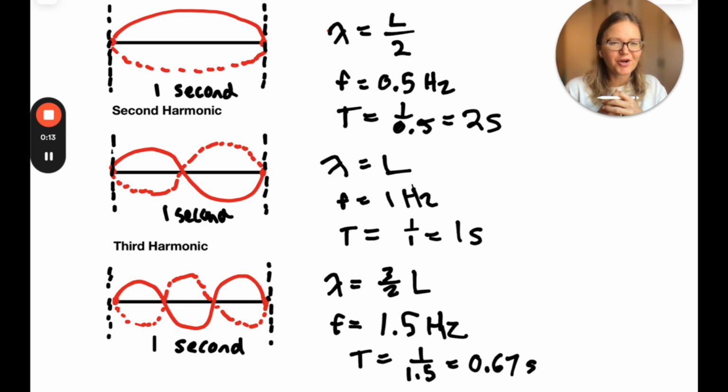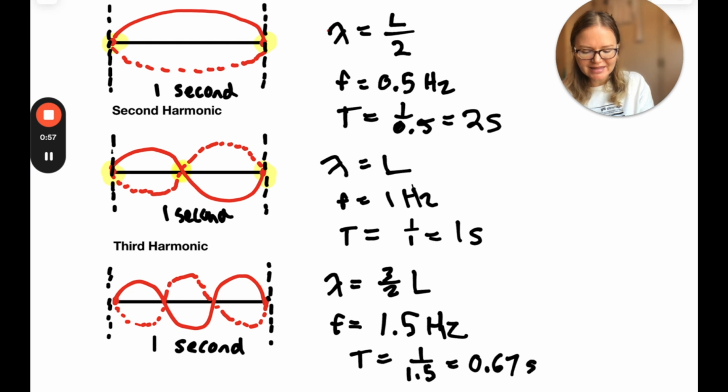Now, what do we notice about our nodes and antinodes as we increase harmonics? Well, let's take a look. Starting with our nodes, we said our nodes are fixed points, points where there's no movement. In our first fundamental frequency, the nodes are only going to be at the ends of our guitar string. But as we go to our second harmonic, notice that we have a node in the middle as well. And that node in the middle, again, is a point of no movement. And then finally, as we go to our third harmonic, we get even more nodes.